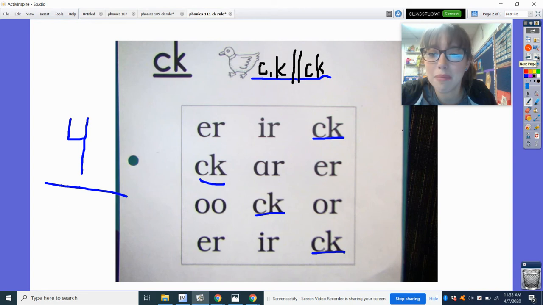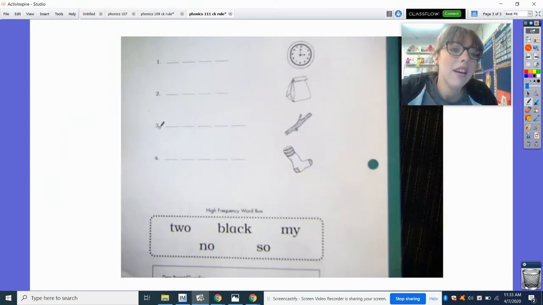Okay, we're going to go to the back. And we're going to look at all of these pictures. And we'll see if you know how to spell these words just from the pictures. So our first picture right here is a clock. Our second picture is a sack. Our third picture is a stick. And our fourth picture is a sock. So for number 1, put your pencil by number 1.